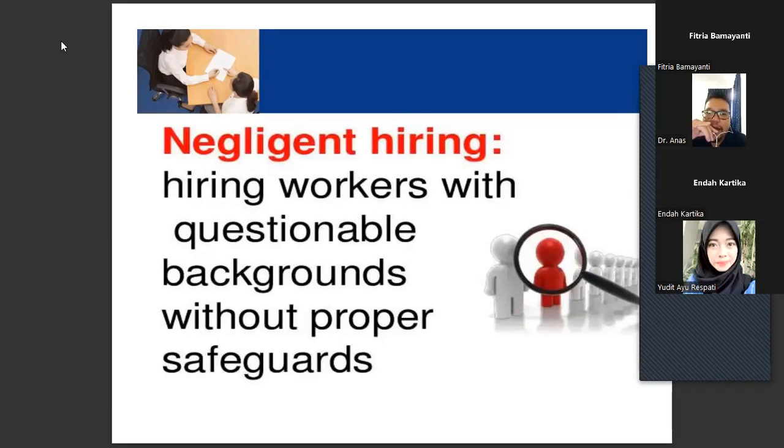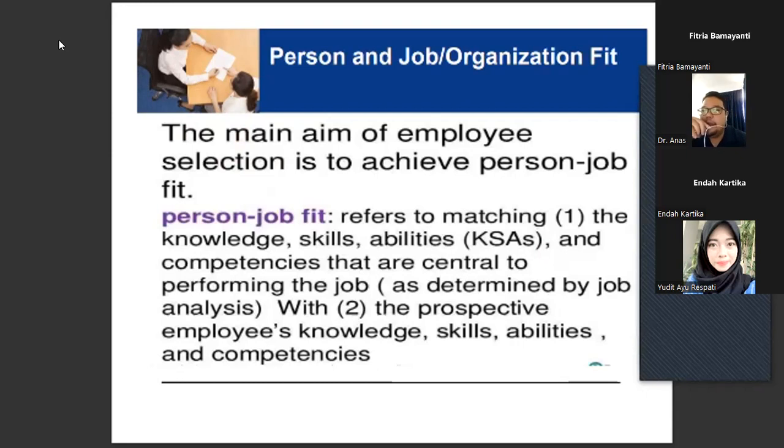This negligent hiring is related to the recruitment process, and also to hiring without the proper safeguard. This means without doing the proper selection. Okay, so the next slide.